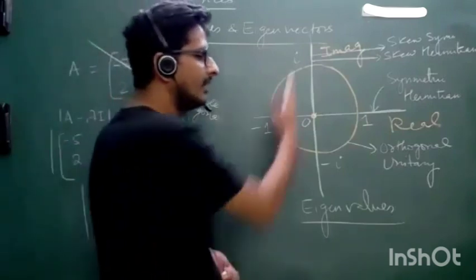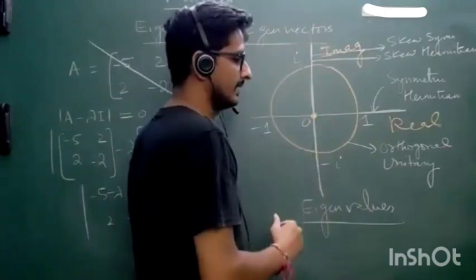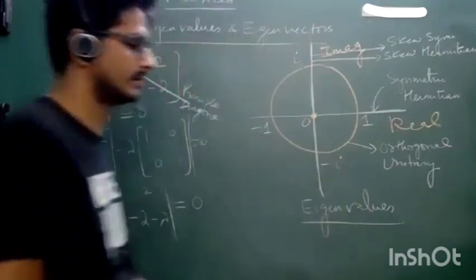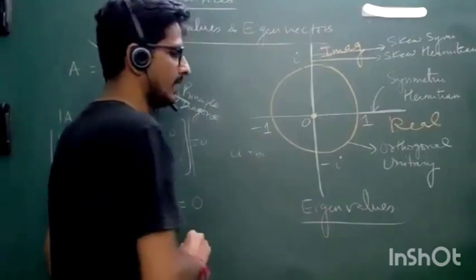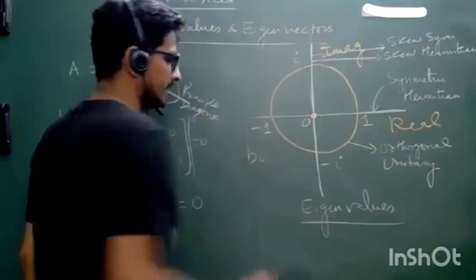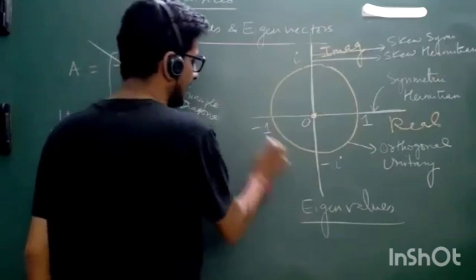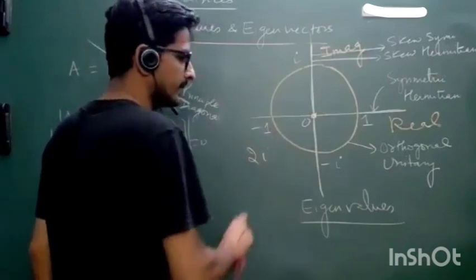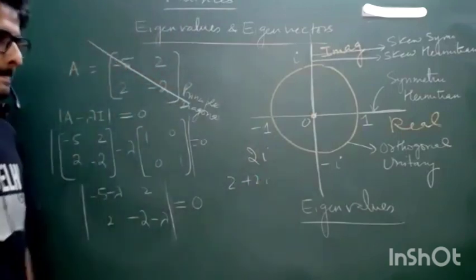If they are lying on the imaginary axis, how can they be complex? They can be pure imaginary. Complex means there should be a real part also. So no value like this can appear for skew Hermitian. Only values like this will appear. Correct? Okay. Like 2i can come, but 2 plus 2i can't come for skew symmetric. Okay.